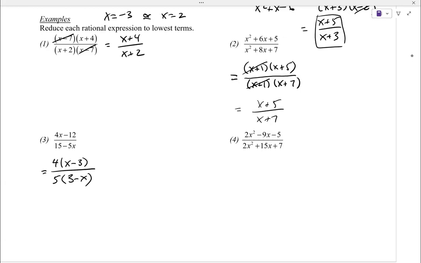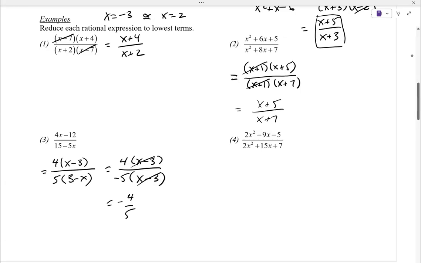x minus 3 and 3 minus x aren't exactly the same thing, are they? No. But how do they differ? Well, I've got a positive x on top and a minus x on bottom. I've got a minus 3 on top and a plus 3 on bottom. So really, this is the negative of that, isn't it? Okay. So if we would have instead factored out a negative 5 instead of a 5 on the bottom, say, if we pull out a negative sign, that changes the x to positive and the 3 to negative, doesn't it? You see it? And now your x minus 3's go away.